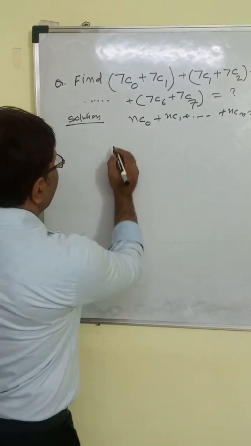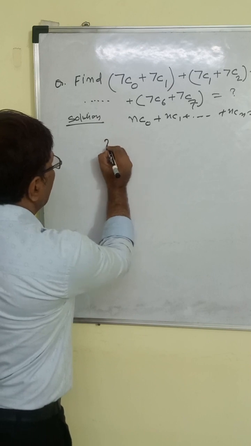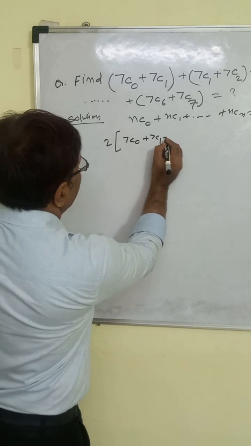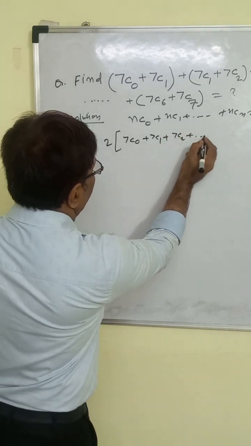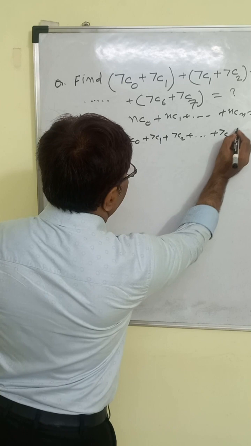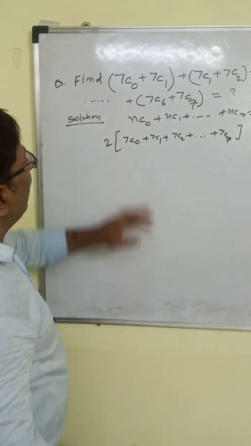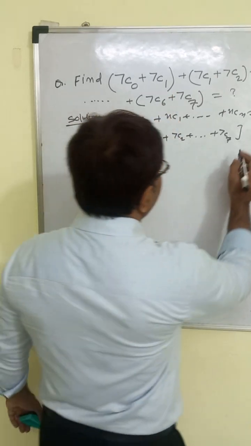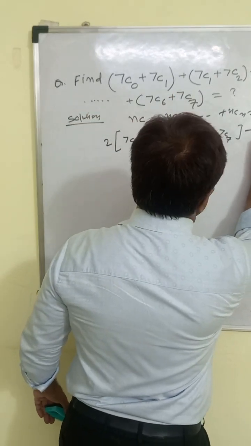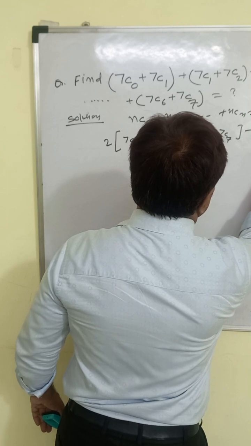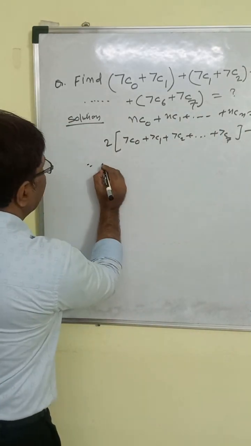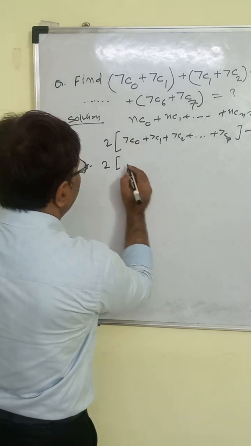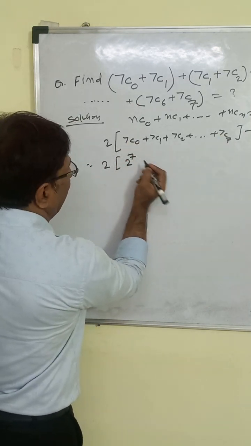So we can write here 2 multiplied by 7C0 plus 7C1 plus 7C2 up to 7C7. But here 7C0 appears only one time and 7C7 only one time. So we can subtract: we will write minus 7C0 minus 7C7. Now we can write 2 times 7C0 to 7C7, and the trick is 2 to the power 7.